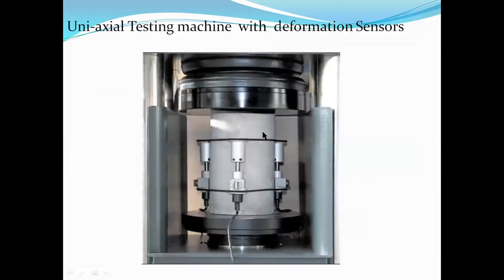This is the bottom plate in which we have placed the rock specimen. Okay, now you are applying the forces. Now where are the dial gauges? See, the dial gauges are the sensors. These are called LVDT sensors.